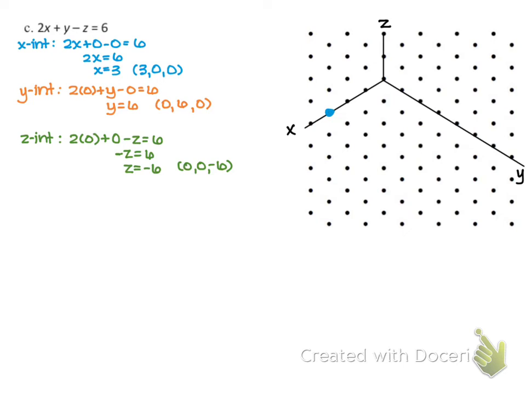Okay, now I need to do 0. So 0 in the x direction, which means I'm only going to be on the axes at this point. So if I have a y-intercept of 6, or 0, 6, 0, I'm just going to go on the y-axis positive out to 6. So 1, 2, 3, 4, 5. Okay, good, it fits. 6.